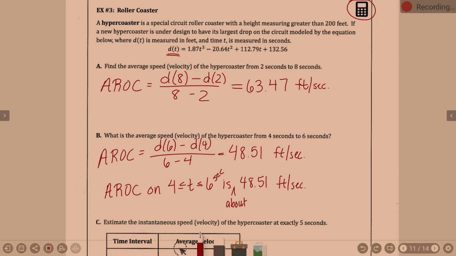cubed minus 20.64x squared plus 112.79x plus 132.56. And so for me, that is my y2. You can put it at y1, it doesn't matter.